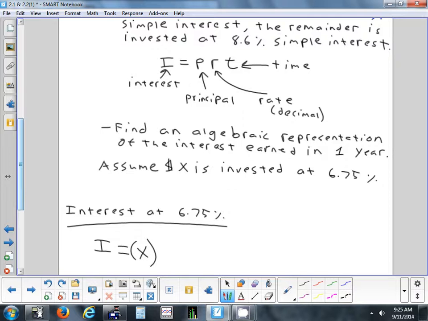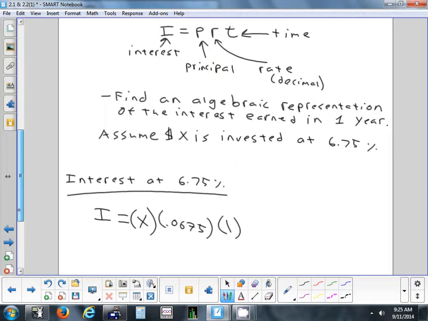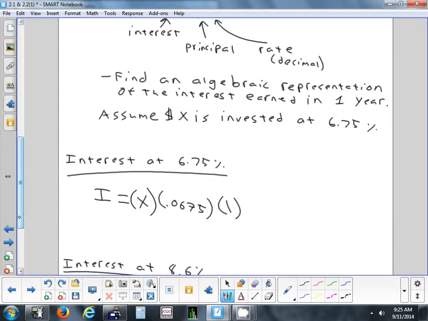How do we write 6.75 as a decimal? 0.0675. Okay, 0.0675. And what's the amount of time that we're going to invest this for? 1 year. Since we're multiplying by 1, it's not really necessary in this case. Right, so he's going to be making 0.0675x. That's the interest at 6 3/4%.